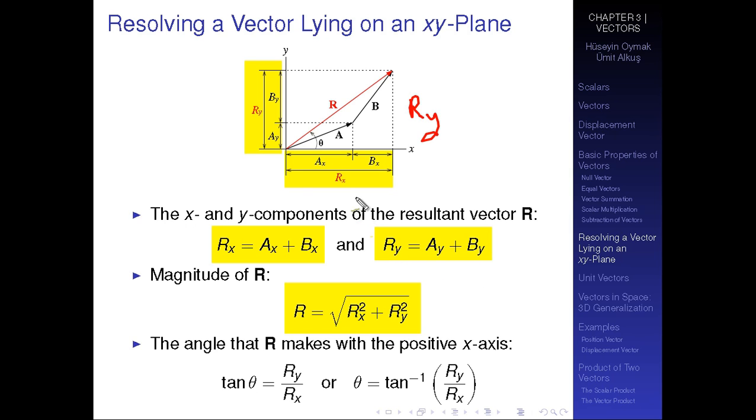And finally, the angle that R makes with the positive x-axis is found from tangent theta equals Ry divided by Rx, or theta is the inverse tangent of Ry over Rx. So, this is the end of the discussion of resolving a vector lying on an xy plane. And the next thing we will discuss is the concept of unit vector.